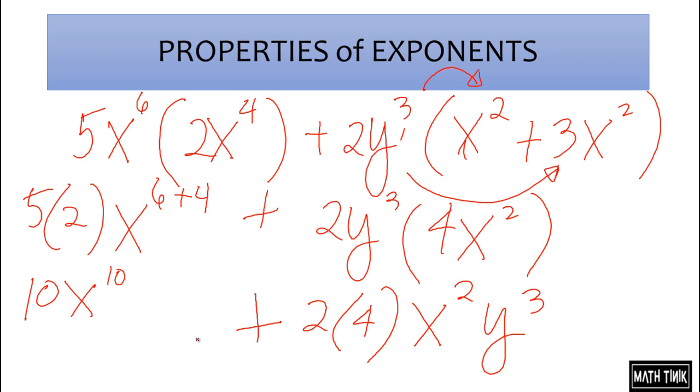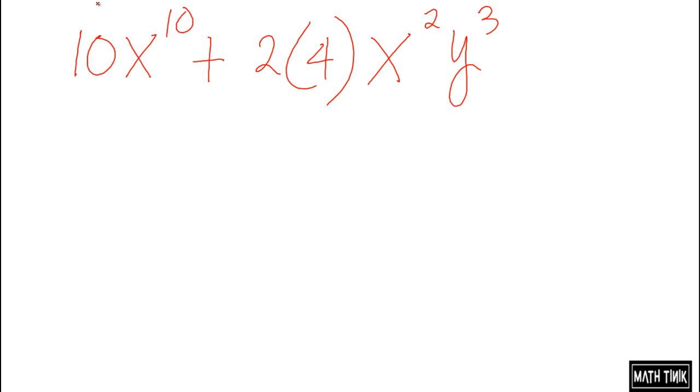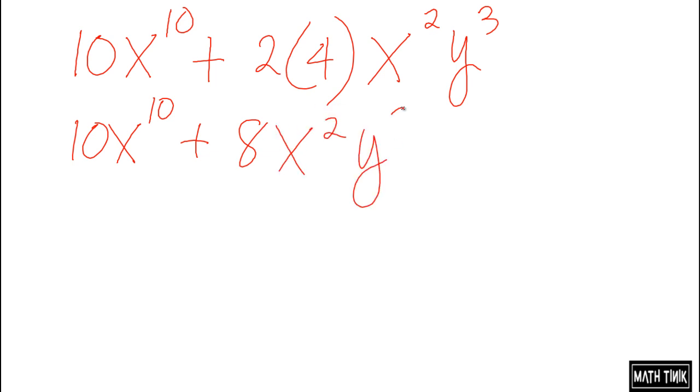Now, let's rewrite first this equation para mas malinaw. Ayan, 10x raised to 10 plus 2 times 4 times x squared y cubed. So, ito, multiply muna natin. It will give us 10x raised to 10 plus 8x squared y raised to 3. You already have an answer. However, this is not yet the final answer.